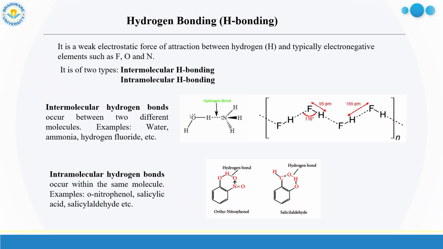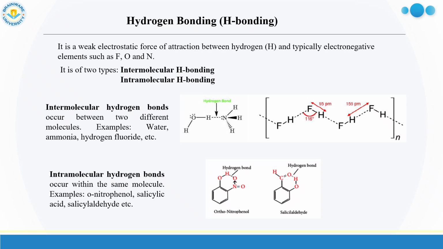Next is hydrogen bonding. Hydrogen bonding is a weak electrostatic force of attraction between hydrogen and typically electronegative elements such as fluorine, oxygen, and nitrogen. Hydrogen bonding is mainly of two types. One is intermolecular hydrogen bonding, another is intramolecular hydrogen bonding. Intermolecular hydrogen bond occurs between two different molecules. Examples: water, ammonia, hydrogen fluoride. So here, intermolecular hydrogen bond occurs between hydrogen of one water molecule and nitrogen of another ammonia molecule.